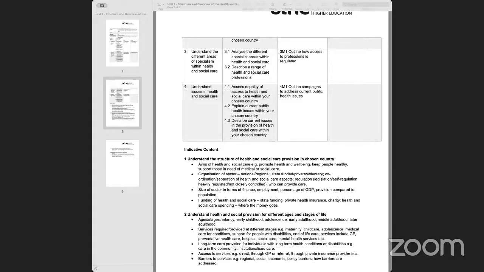So those are the bodies that we are going to look at in terms of their role and how they help in actually regulating these professions. That is what we're going to be looking at in this learning outcome and the merit criteria.